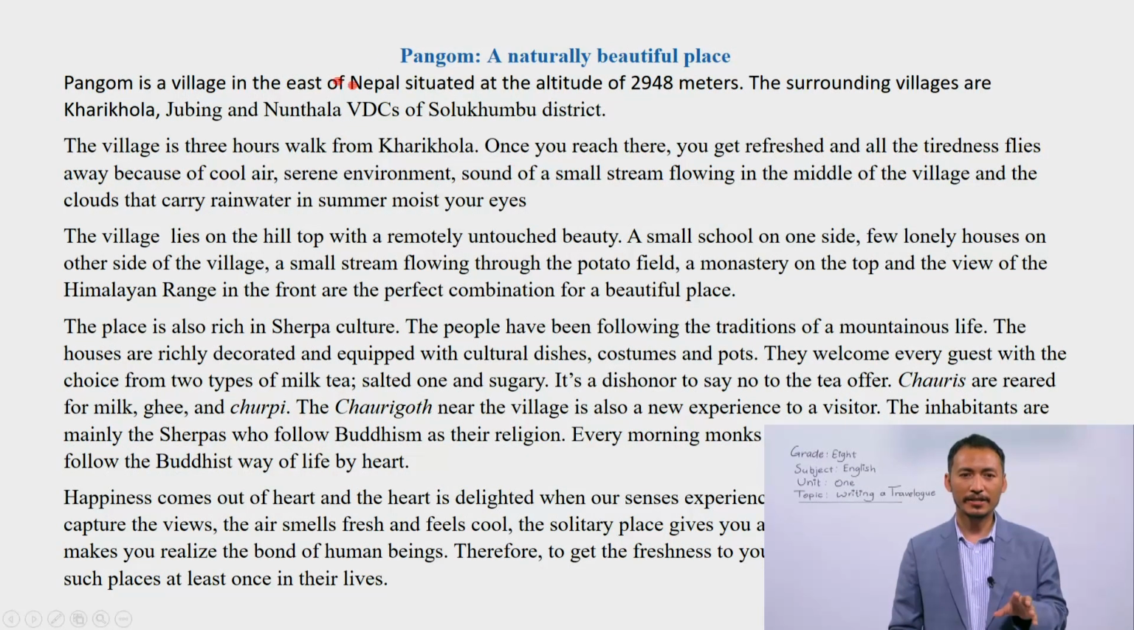Okay, so you are talking about the situation, location of the place. And the village is 3 hours walk from Karikola. Once you reach there, you get refreshed and all the tiredness flies away because of cool air, serene or peaceful environment, the sound of a small stream flowing in the middle of the village, and the clouds that carry rainwater in summer and moist your eyes. Okay, I have forgotten to put full stop here.